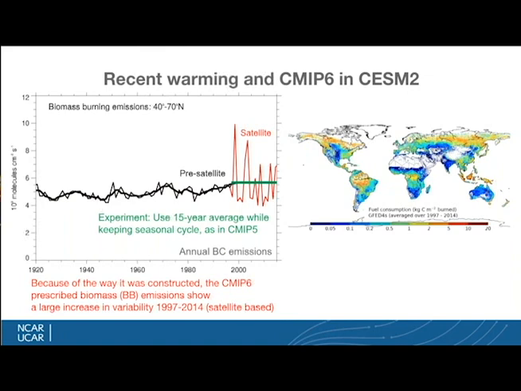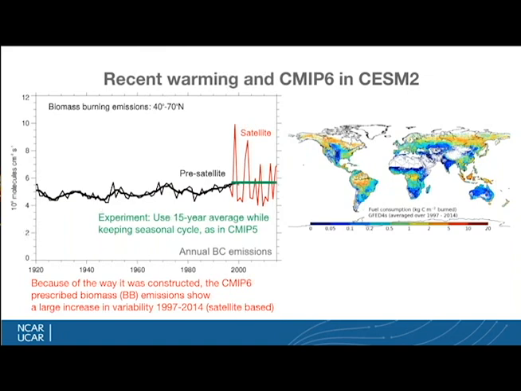And so what we can see is that prior to, say, the 1990s, the variability in the signal is much lower than what is input into the model. We started to look at this, and in CMIP5, the biomass burning emissions over this period were just using the average. We didn't try to use this interannual variability. And so we basically had something that is this green line.